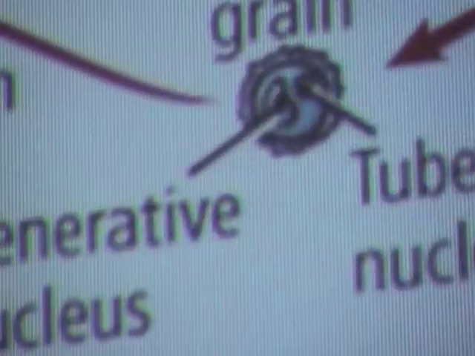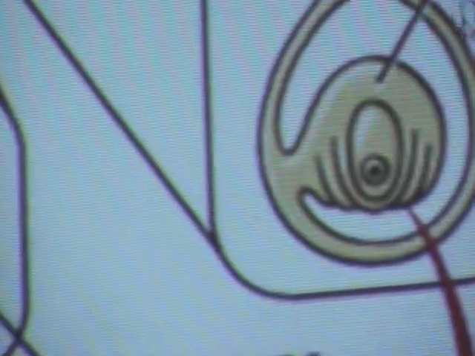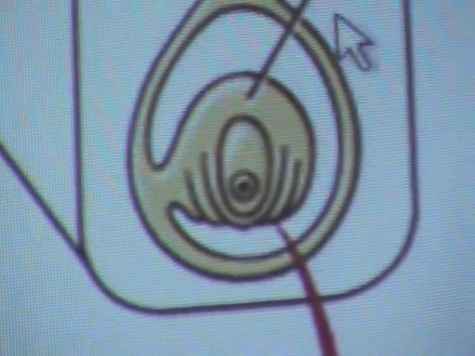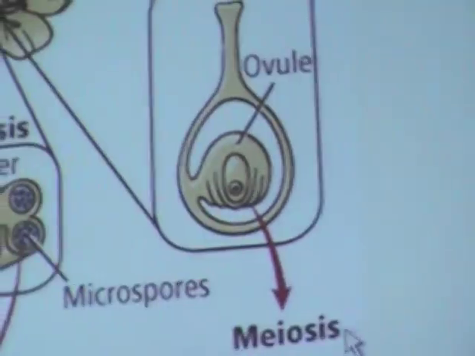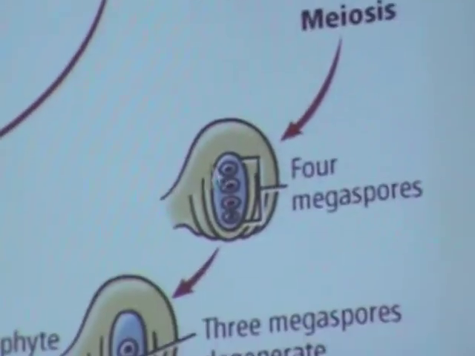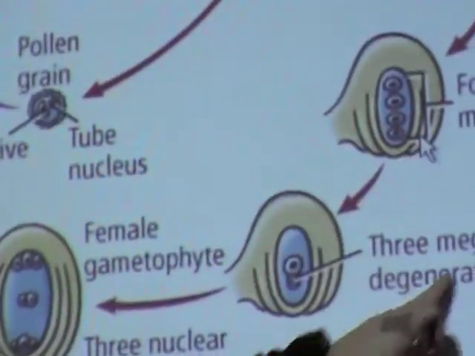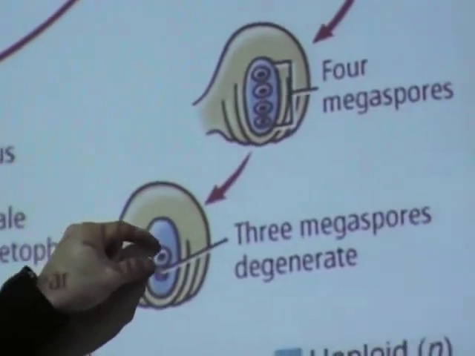The pistil, shown up close here, consists of the stigma at the top, the style right here, and the ovary. And inside the ovary are ovules. Inside the ovules, meiosis occurs to form what we call megaspores. Four of them are formed, but three of the megaspores die. They degenerate, which means they die. And so you're left with one megaspore.